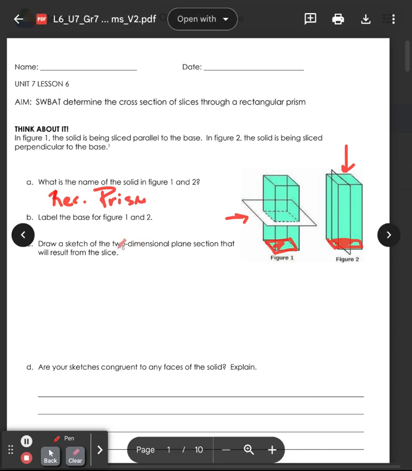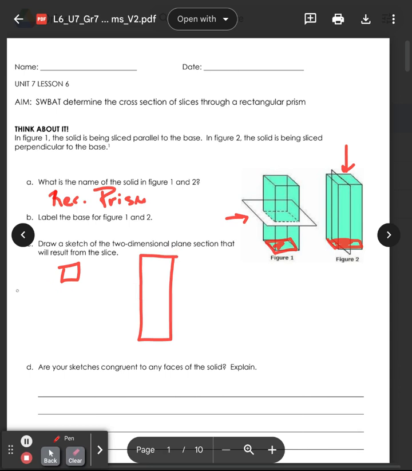However, draw a sketch of the two-dimensional plane section that will result from it. This would be a small rectangle for figure 1, whereas for figure 2, because it's perpendicular, it's going to give us a large cross-section, which is a larger rectangle.